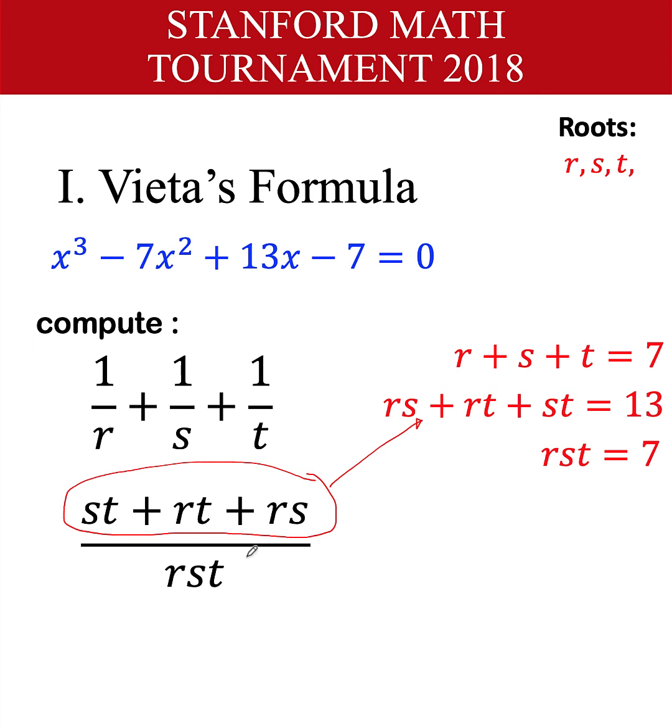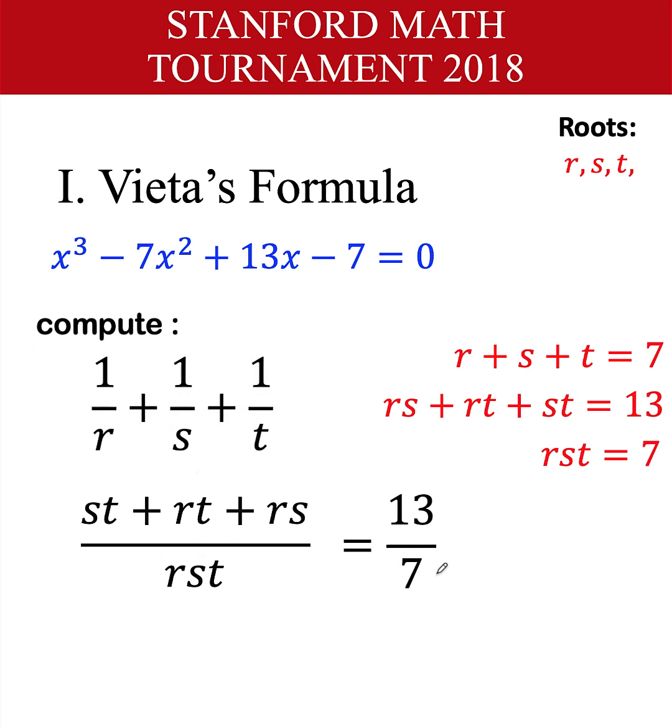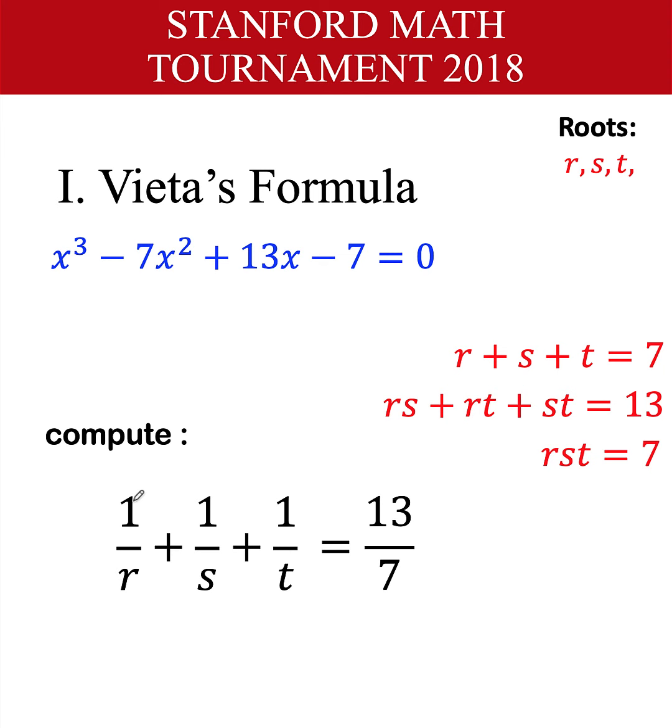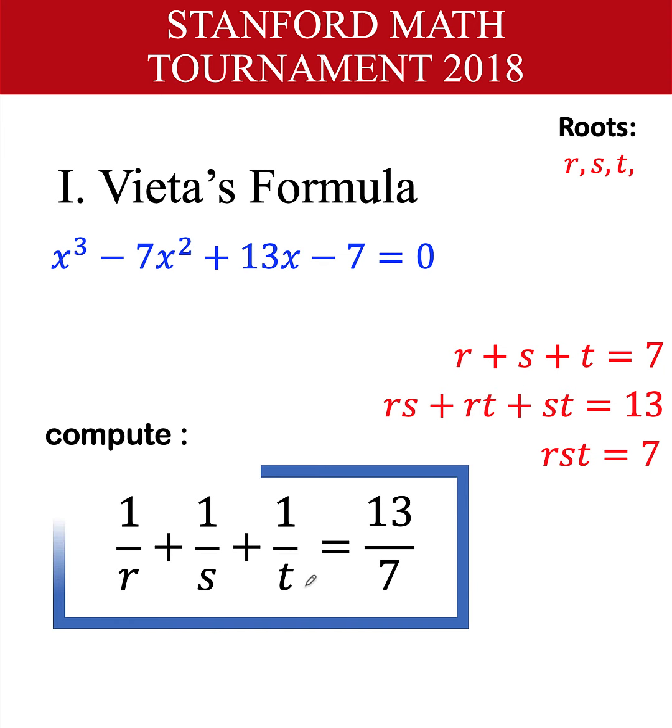Notice now that this st plus rt plus rs is exactly this part, which is equal to 13. And also this r times s times t is already known to be equal to 7. Therefore, this ratio here is equal to 13 over 7, which is now the value of 1 over r plus 1 over s plus 1 over t, and this is now the final answer, applying Vieta's formula.